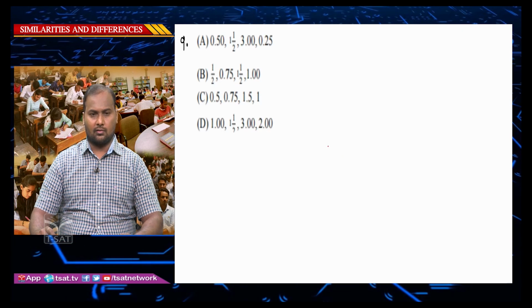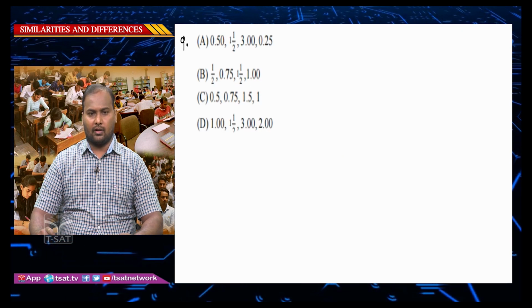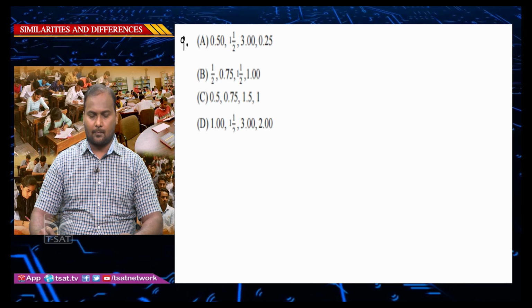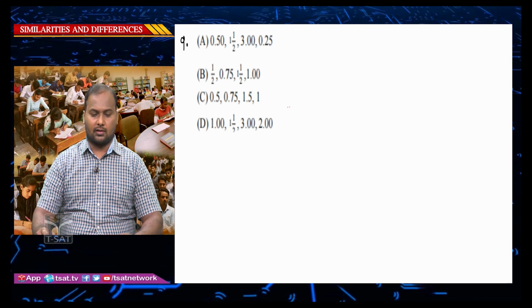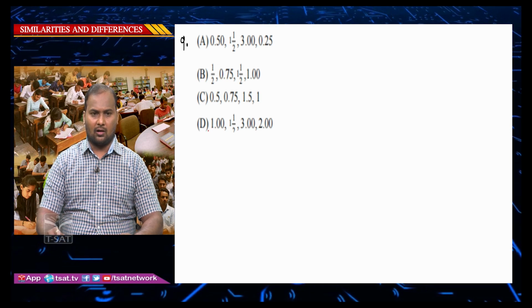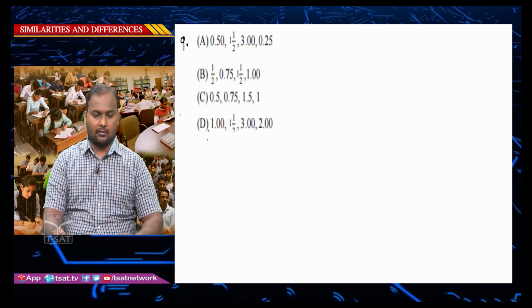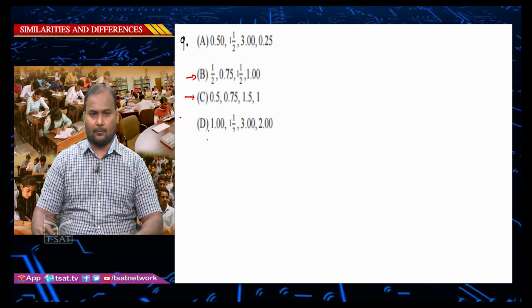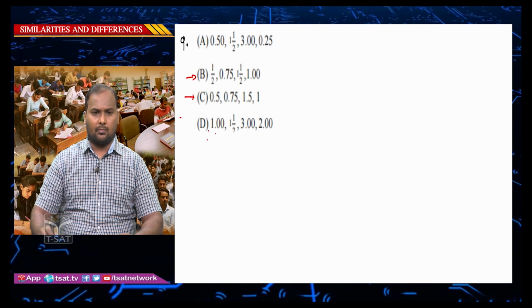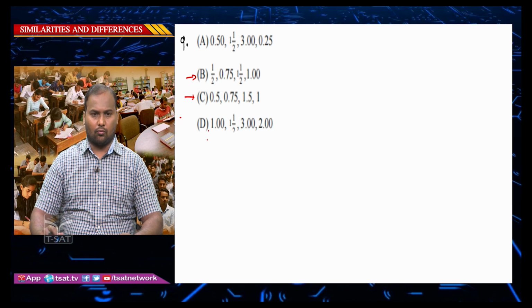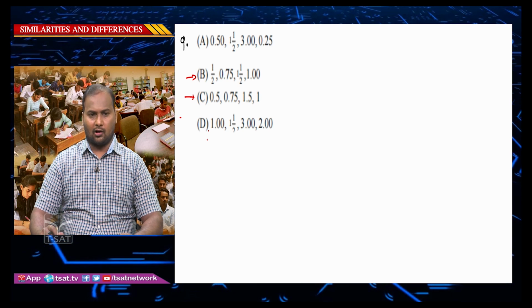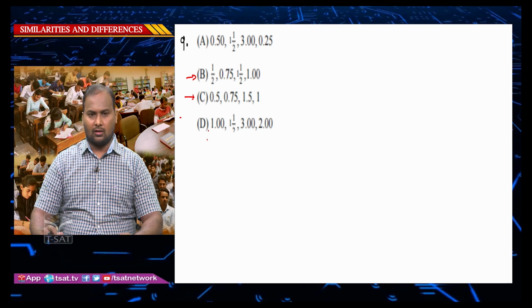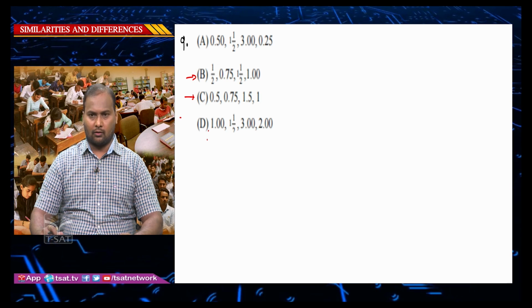If you see this question, 0.5, 1.5, 3.25. But if you see this logic here, the 2 options, that is option B and option C, both are similar. In option B, there is half, 0.75, 1.5, 1. In option C also there is 0.5, 0.75, 1.5 and 1.